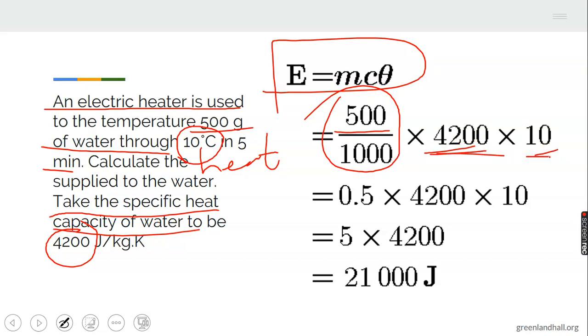Now, the temperature change is 10. So 0.5 times 4,200 times 10. Our answer equals 21,000 joules. Take note, you can see the 5 minutes, I did not use it because I was not given the power. Since I can calculate directly from here, there is no need for me to use the 5 minutes again, unless I'm to use the electrical method to get that.